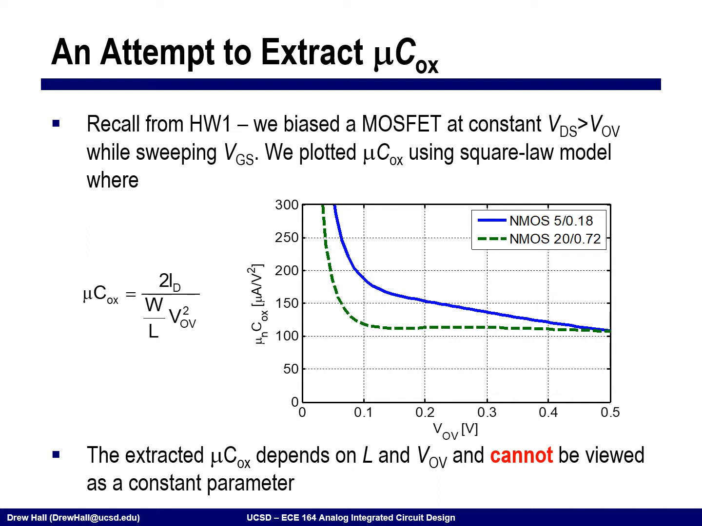What I went ahead and did is extract this as a function of VOV and also look at different channel lengths. What you can see is that this extracted value for Kn prime depends heavily on the channel length as well as the overdrive voltage. So even for our relatively old technology in this class, this value cannot be viewed as a constant parameter.